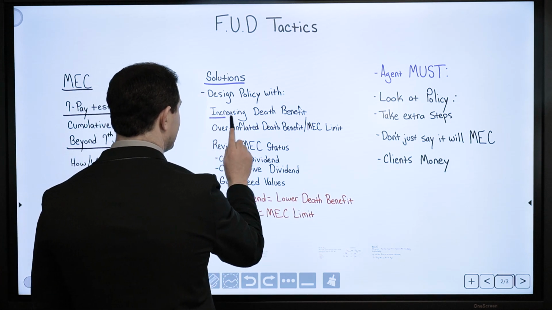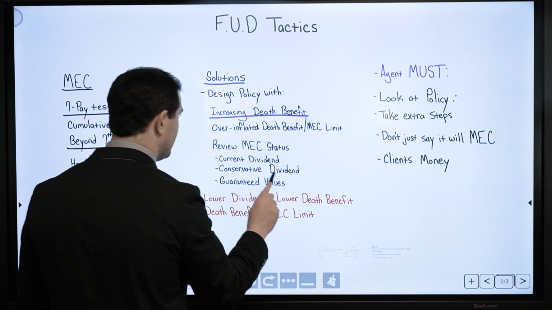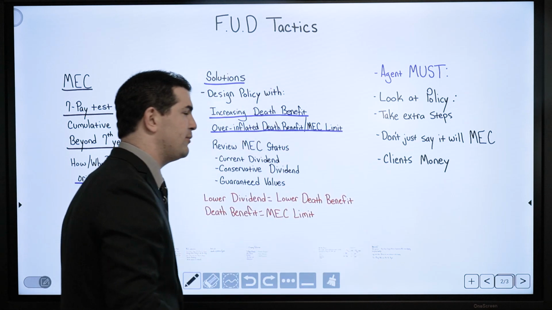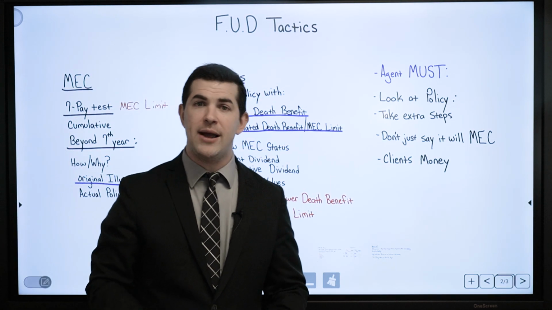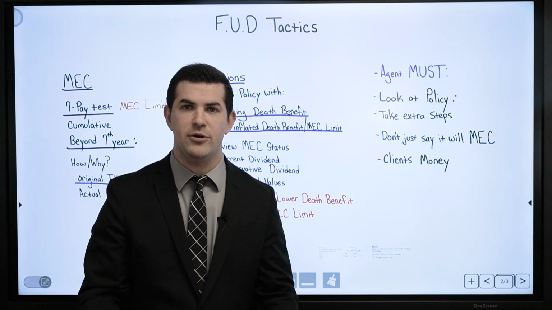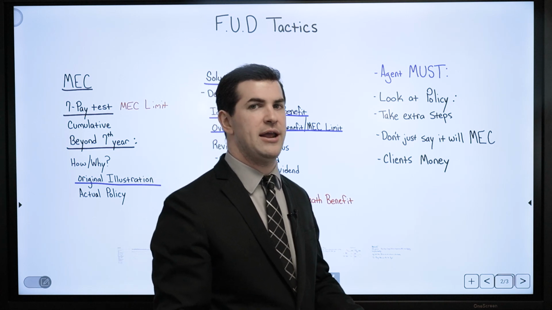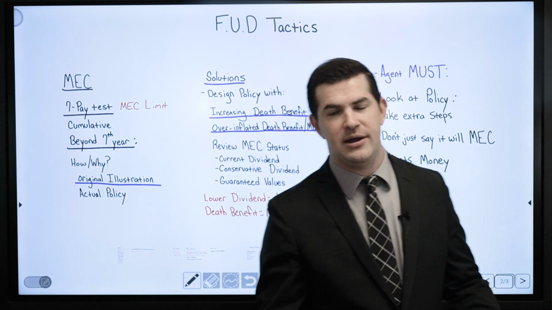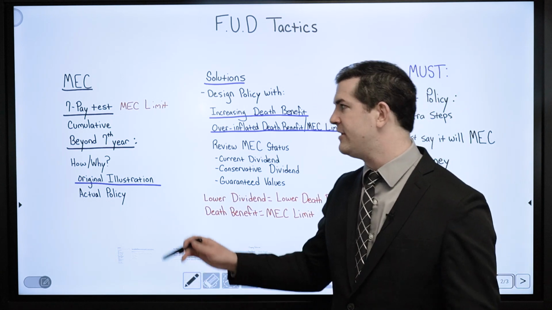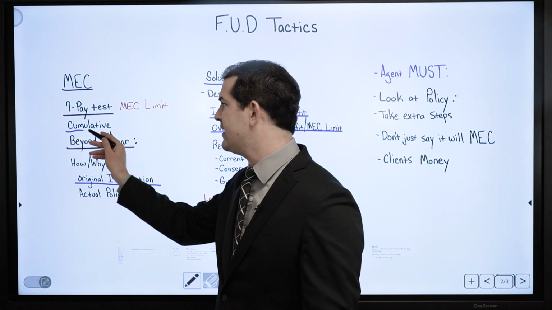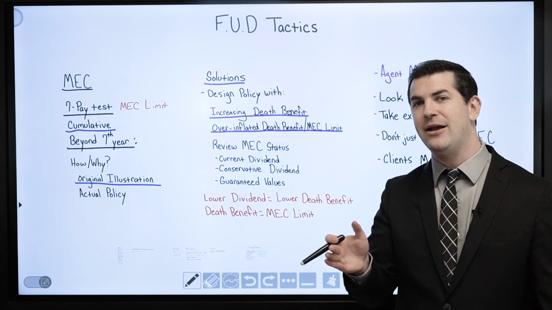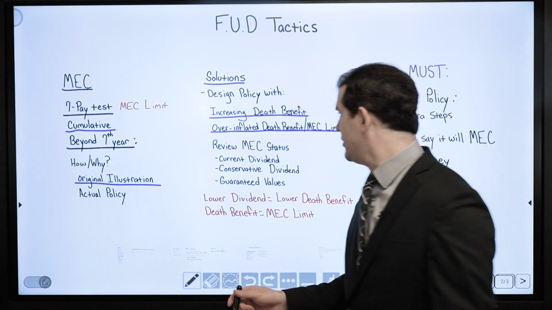Number one, design it with an increasing death benefit. Or number two, overinflate the death benefit and MEC limit from day one. So what I mean when I say that is if I'm paying in $50,000 per year, I can design a policy with, call it, an $80,000 MEC limit. I can do that through a term rider. I'm overinflating it from the get-go. The benefit there is, again, going back to the fact that it is a cumulative limit. Remember, I've got that rollover space, so I can bank on that over the long haul.